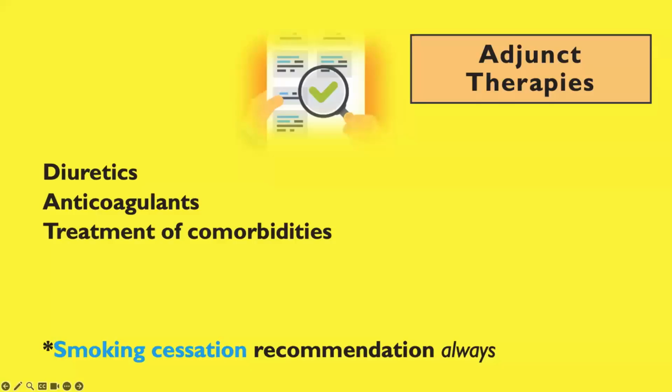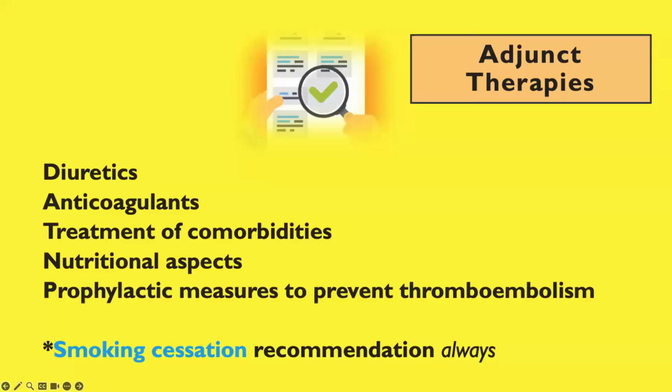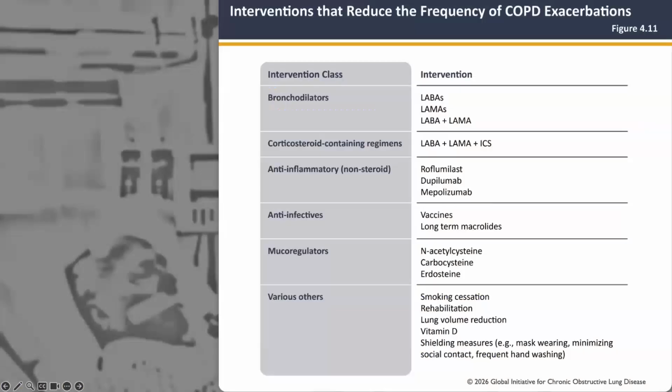Diuretics, anticoagulants, the treatment of those comorbidities, which they are trying to transition into multimorbidity. And then nutrition is important, and then trying to prevent thromboembolism. A significant portion of COPD patients are known to have pulmonary emboli. Now, smoking cessation there at the bottom as well. But these all depend upon the general clinical condition of the patient, of course. But smoking cessation always, always, always, if they're smoking.